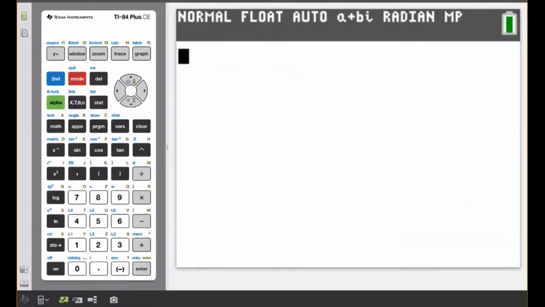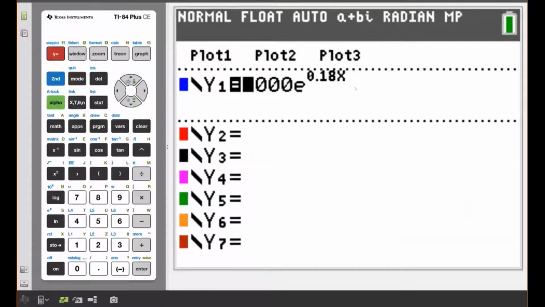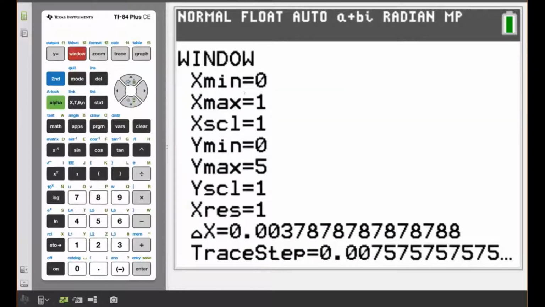I've already put this equation in to start us off easily, but there are a couple of things to be wary of. First, we use the capital E, Euler's e, and we're using the X variable as well, which we can find here. Once we put in this function, first we need to set up the window to make sure we can actually see our graph.